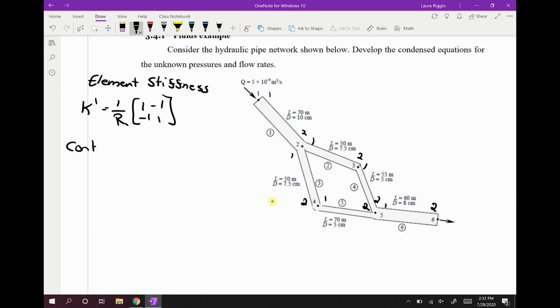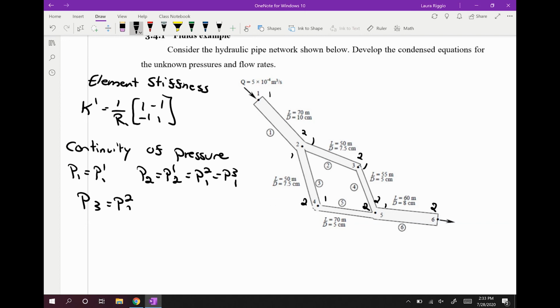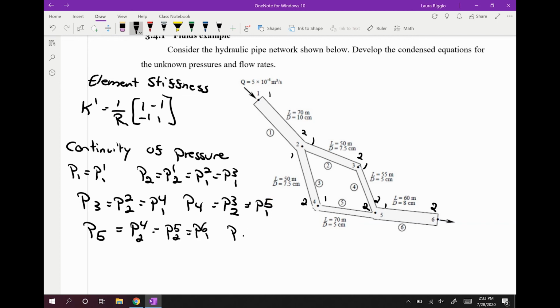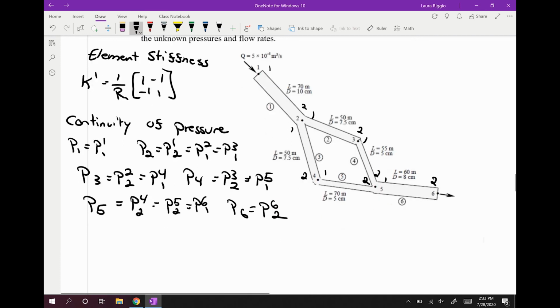So let's look at our continuity of pressure. So P1 is P11, P2 is P12, which is P21, which is P31, P3 is P22, which is P41, P4 is P32, which is P51, P5 is P42, P52, P61, P6 is P62.